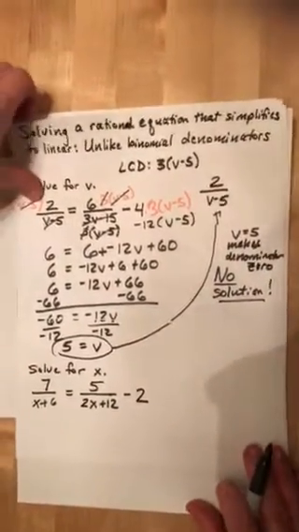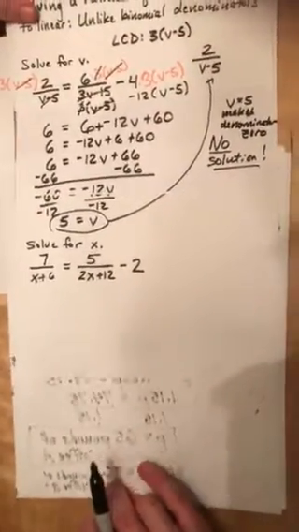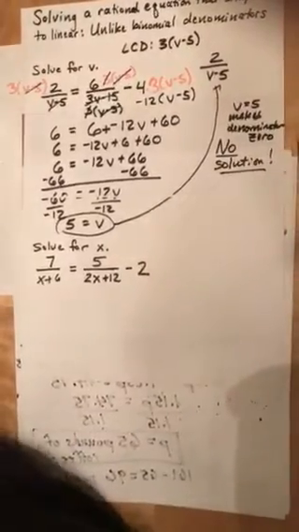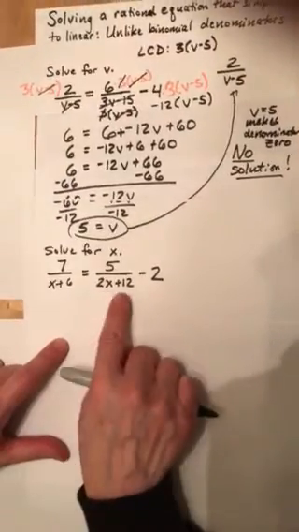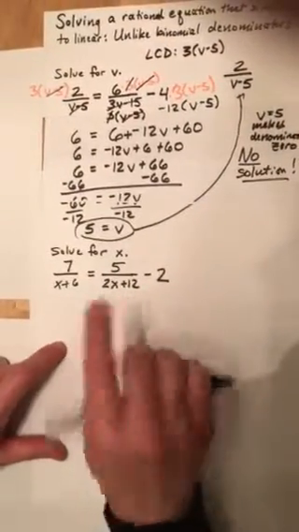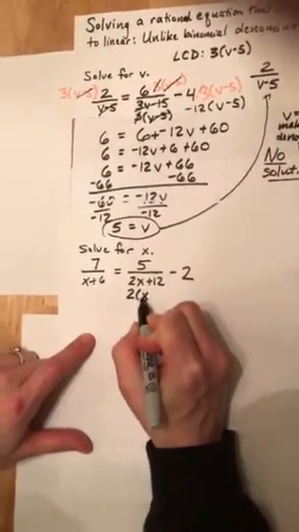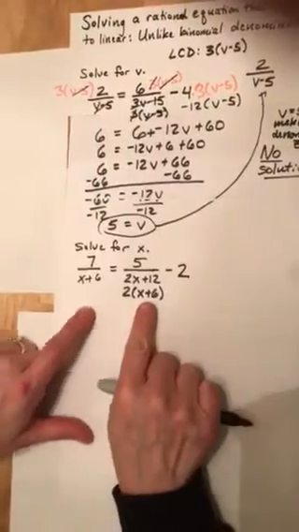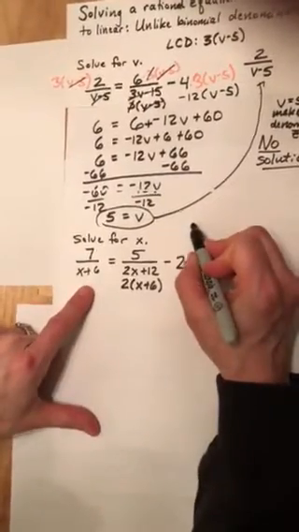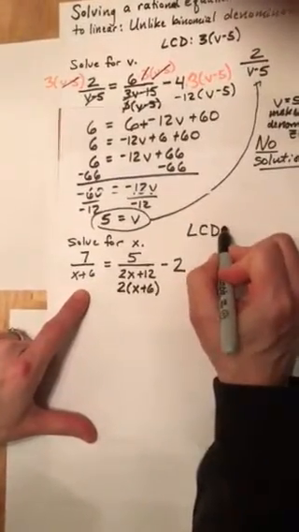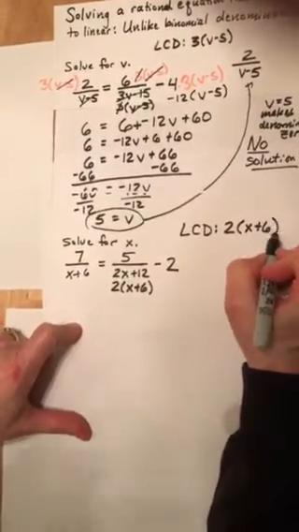Okay, so now let's take a look at our second example. Again, we're going to solve for x, and we're thinking about trying to factor this denominator to see if these two have anything in common. And so if I factored that into 2 times the quantity x plus 6, I see that, oh yes, x plus 6 is in common between those two denominators. And so in this second example, my least common denominator would be 2 times x plus 6.